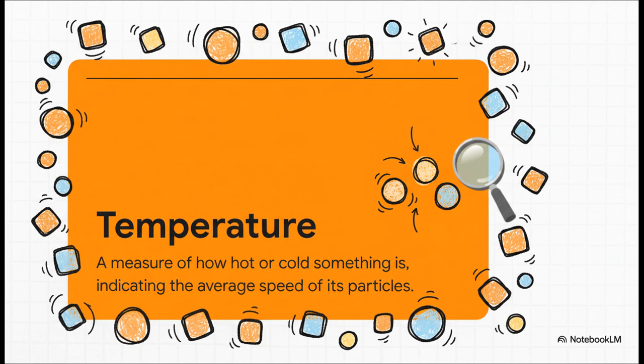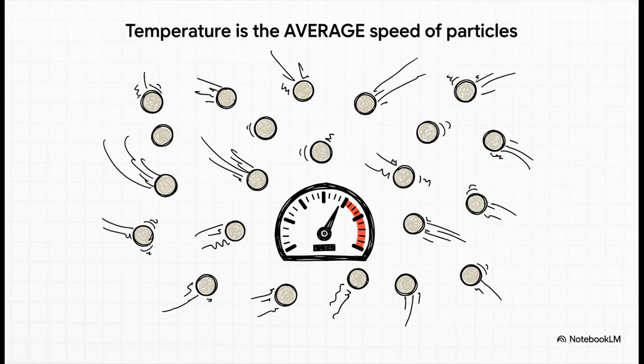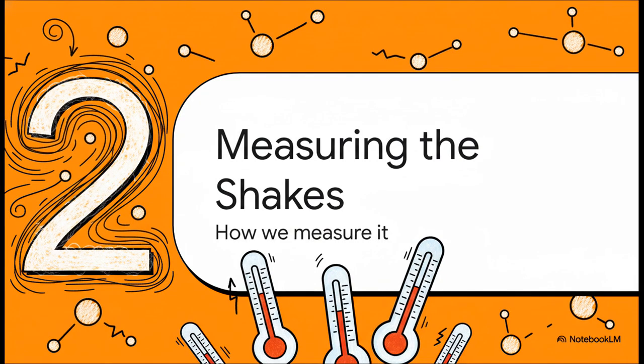And temperature? Well, that's just a way of measuring the average speed of all that microscopic chaos. The faster those little particles are shaking around, the higher the temperature. So, if you're gonna remember just one thing about temperature, let it be this word: average. That's the key. Temperature doesn't care about the one super fast particle in the group, and it doesn't care how many particles there are. It's just the average speed of the whole team. It's a team statistic.